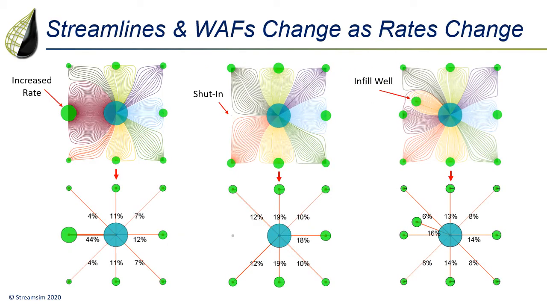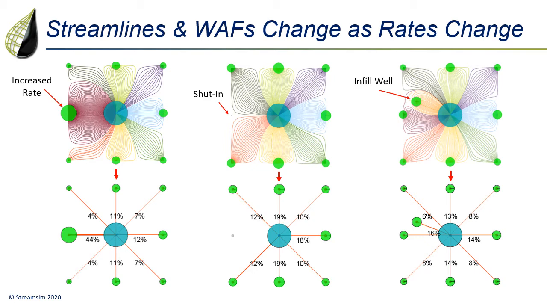Now we look at the same inverted 9-spot pattern with the same injection rate but different production rates and observe how the streamlines and the WAFs change. On the left, we have increased the production rate of a single producer and reduced other producers. Now the injection allocation factors for the same geometry range from a low of 4% to the highest at 44%.